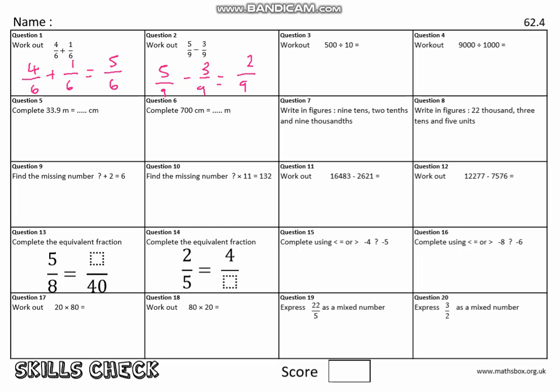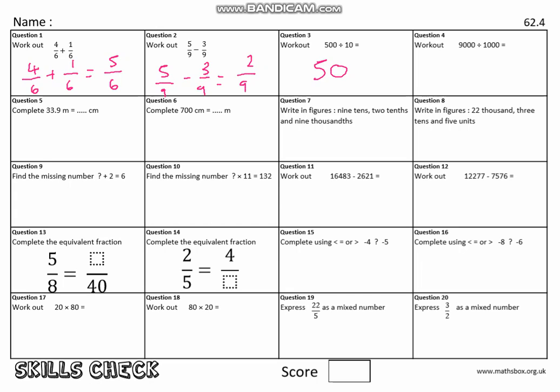Okay, for number 3, we're dividing by 10. Now, when we divide by 10, we just take it back 1 decimal place, okay? So in this case, we would take it back from 500 to 50, or we would take away that 0, okay? So the answer to this one is 50.